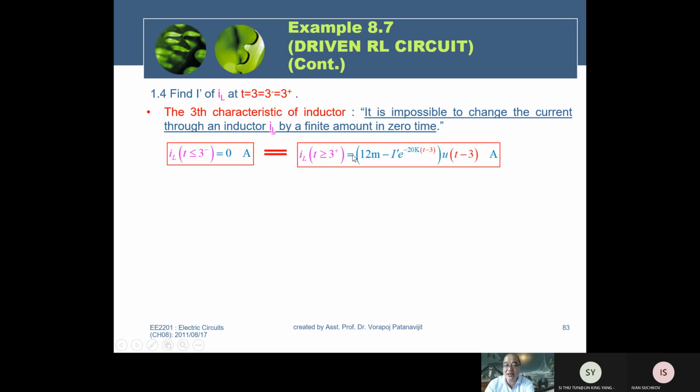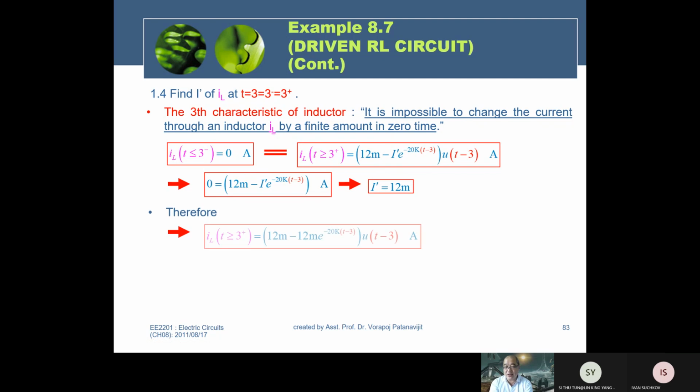And it equals IL for time greater than 3 seconds, which you computed from the previous step. The two of them are equal when time equals 3. You substitute them: left hand equals 0, and on the right hand this term will be 0, since anything to the power 0 gives you 1. Therefore, you get the initial condition I equal to 12 milliamp, and you substitute it in the inductor current formulation, so you get the complete solution in this form.